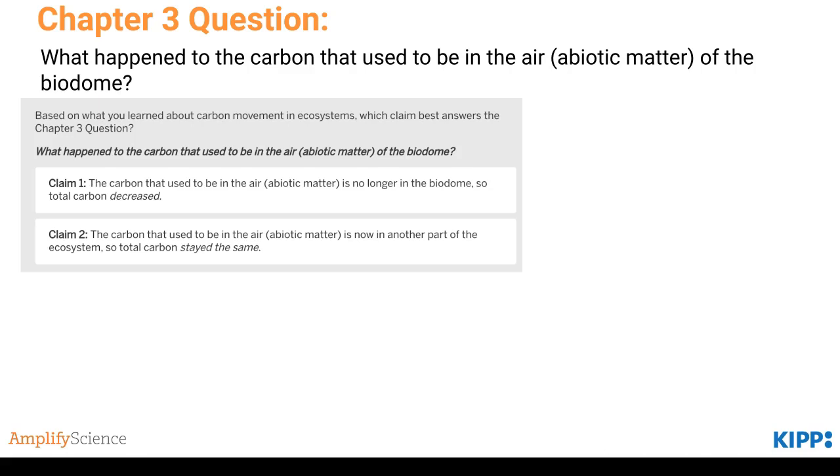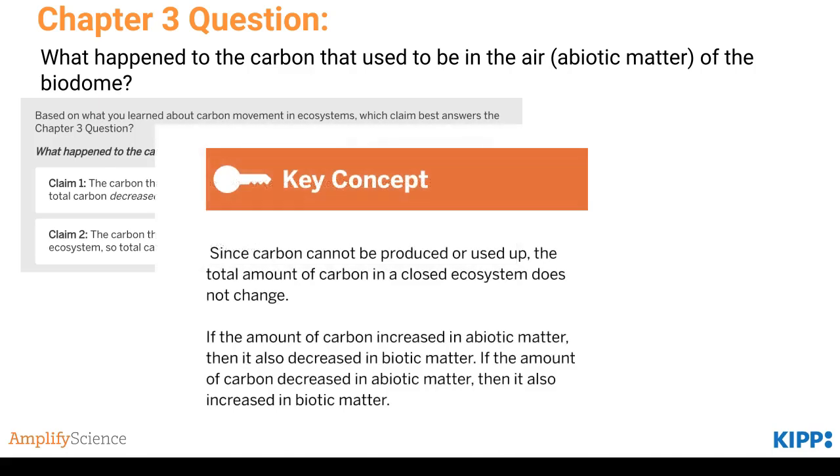Students are then introduced to two claims about what happened or what could have happened to the carbon in the air. Students learn that since carbon cannot be produced or used up, the total amount of carbon in a closed ecosystem does not change. Therefore, claim 2 is the correct claim. They also learn that if the amount of carbon increased in abiotic matter, then it also decreased in biotic matter and vice versa.